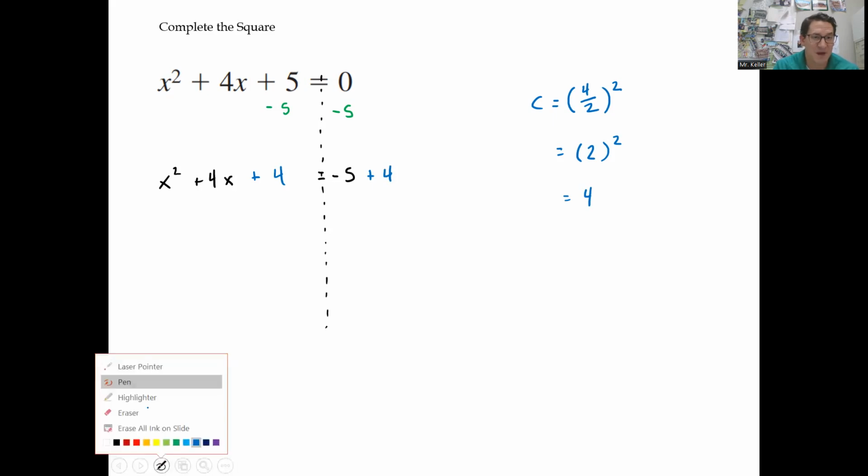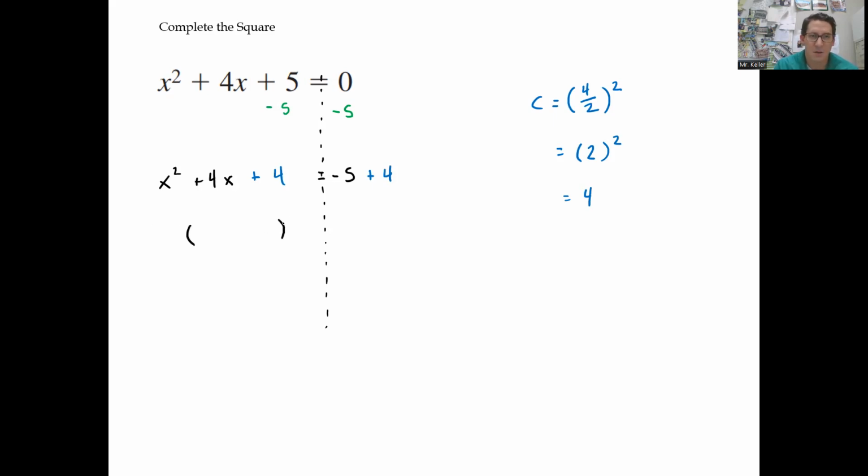And then I simplify. This left side, I'm going to factor. Remember, we completed the square, so we're going to use our shortcut to factoring that. This is a perfect square trinomial. It's going to be one set of parentheses squared. It's going to be x plus or minus half the middle term. Since it's positive 2, it's going to be plus 2 on the inside, is equal to -5 plus 4, which is -1.